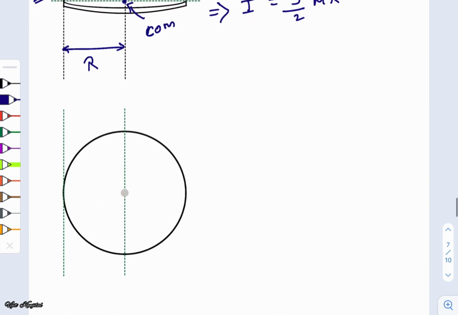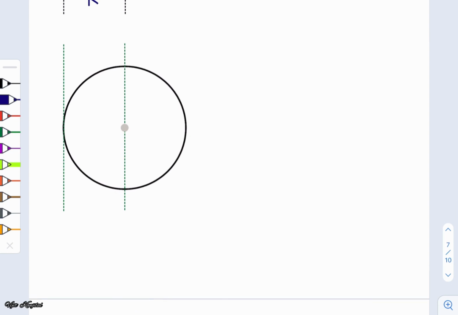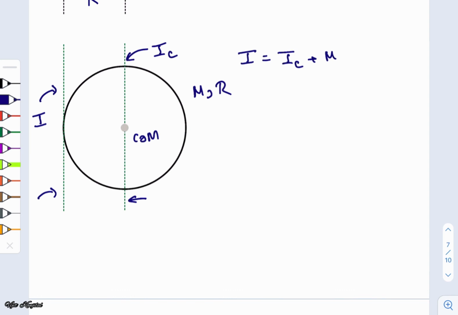Similarly, if we try to calculate the moment of inertia of this disk with respect to the axes which are lying in the plane of this disk, we are given a disk of mass m and radius r. This is the center of mass of this disk, and as this axis is passing through the center of mass, this is going to be IC. And let us assume that the moment of inertia with respect to this axis is I. So these two axes are parallel, and one of the axes is passing through the center of mass, so we can apply the parallel axis theorem. So I would be nothing but IC plus md square.